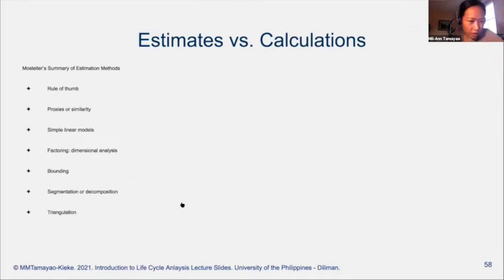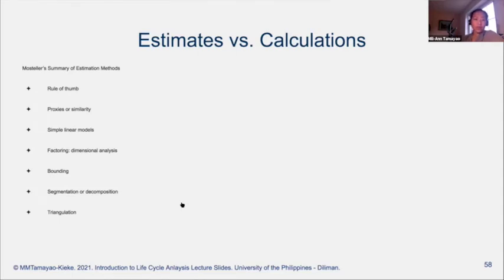So these are some estimation methods that you can use. You can have a rule of thumb. Maybe in the industry there's a rule of thumb. So for example, 30% profit is usually acceptable. That's a rule of thumb.